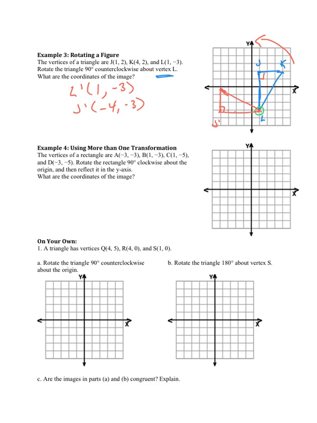All right, and then last we're going to do an example that uses more than one transformation. So we have a rectangle. Let's go ahead and put those points on our graph. I have A at -3, -3, B at 1, -3. Whoops, that was at -1. Fix that. 1, -3 is going to be B. C is at 1, -5, so here's C. And D is at -3, -5. Okay, so here is our rectangle.